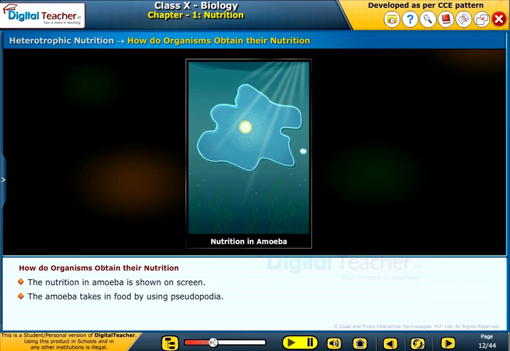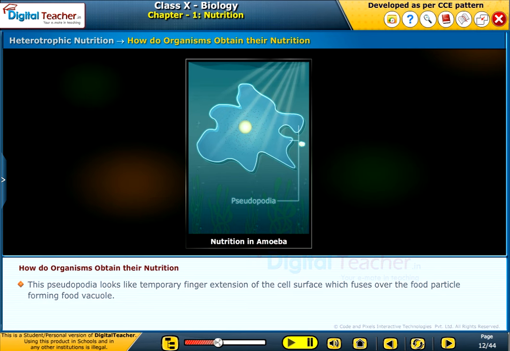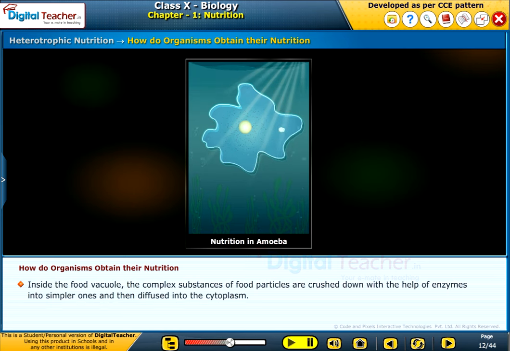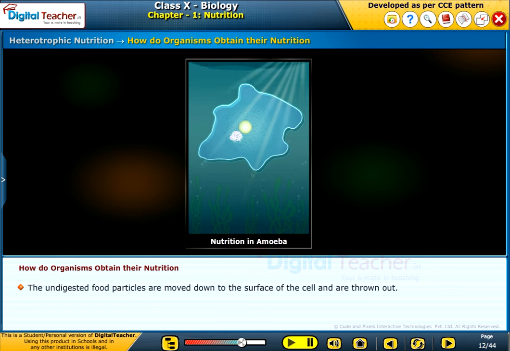The amoeba takes in food by using pseudopodia as shown in the image. These pseudopodia look like temporary finger-like extensions of the cell surface, which fuse over the food particle, forming a food vacuole. Inside the food vacuole, the complex substances of food particles are broken down with the help of enzymes into simpler ones and then diffuse into the cytoplasm. The undigested food particles are moved to the surface of the cell and are thrown out.